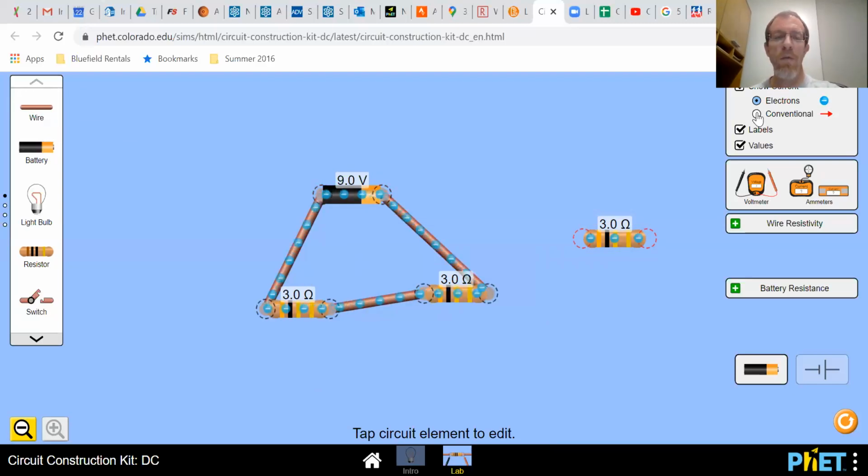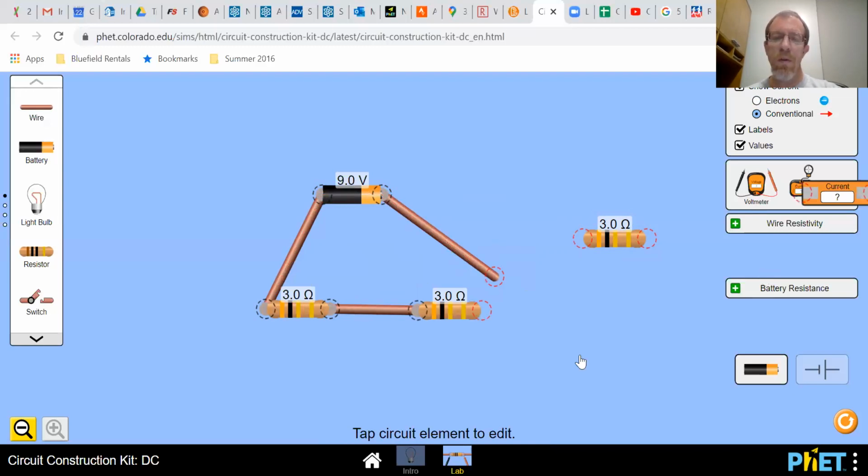If we wanted to look at conventional current, then we could click up there on conventional or back to electrons. There we go. Let's work with conventional. Now, this is great. My goal was to get 1 amp of current, but I have no idea how much current is running through this unless I do the math. But we've actually got a meter here, which I'm going to use, this ammeter.